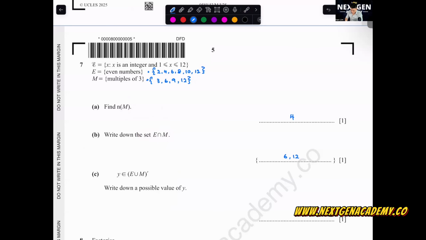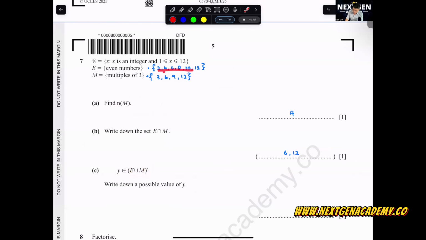Okay, the next one, write down a possible value of y. Do you all know how to read this? This is y is an element of. Is an element of, that means is a member of. What is y? y is in E union M prime. E union M means all of E and M added up together. The prime here, or we call it slash, is not. So what can we do? You write down all your E and M first.